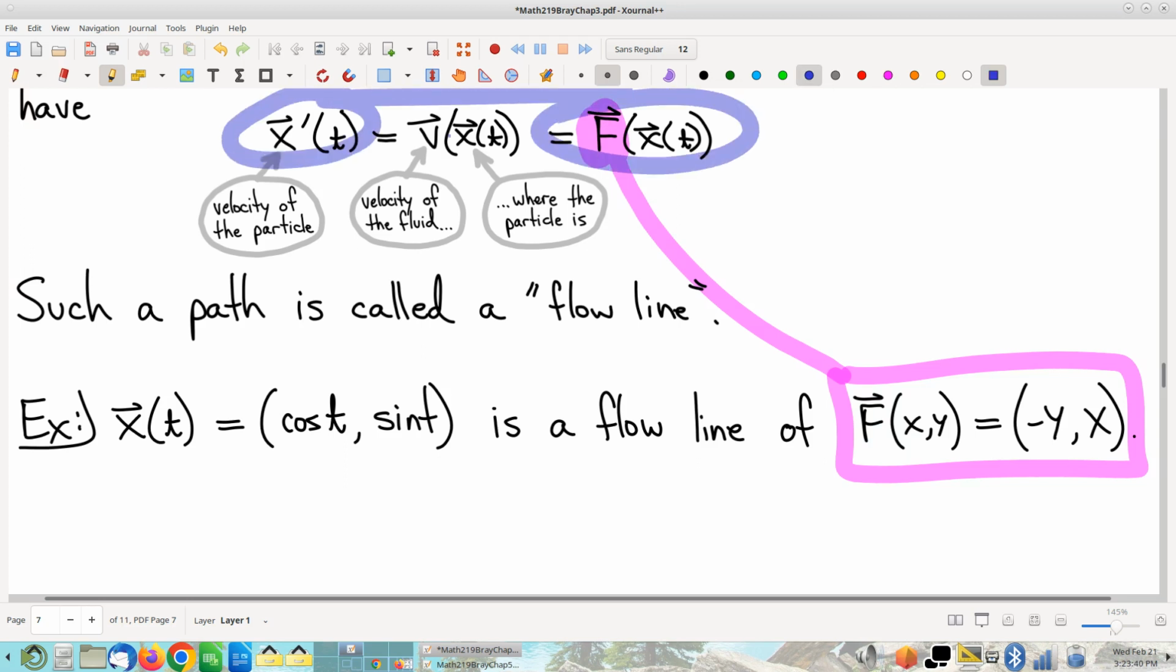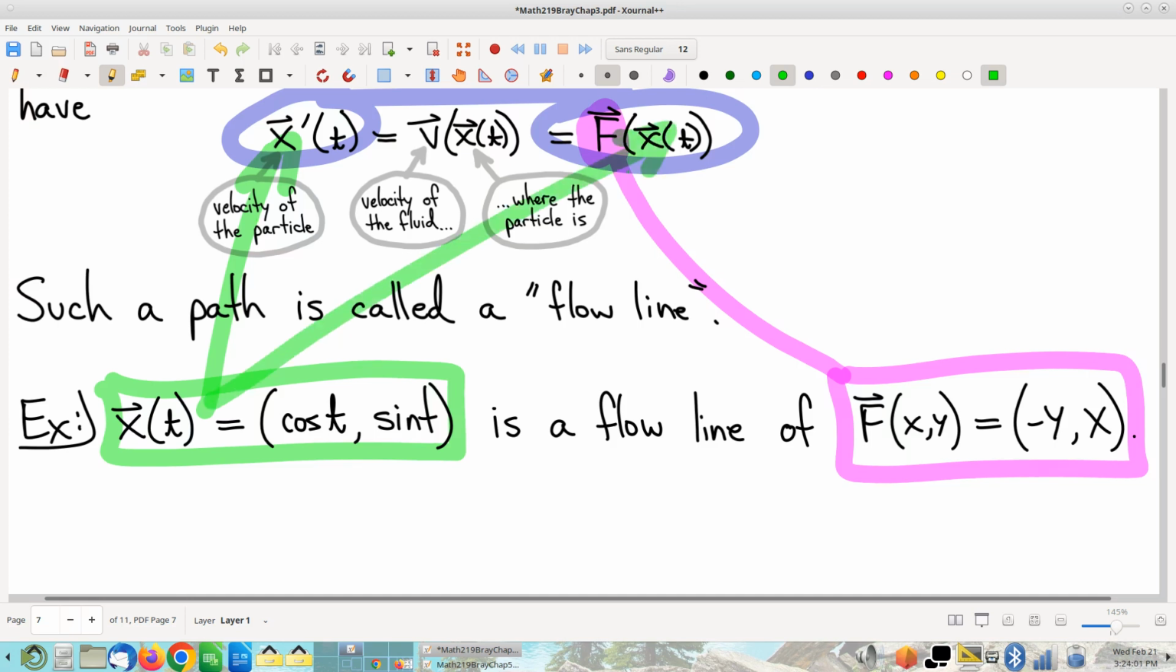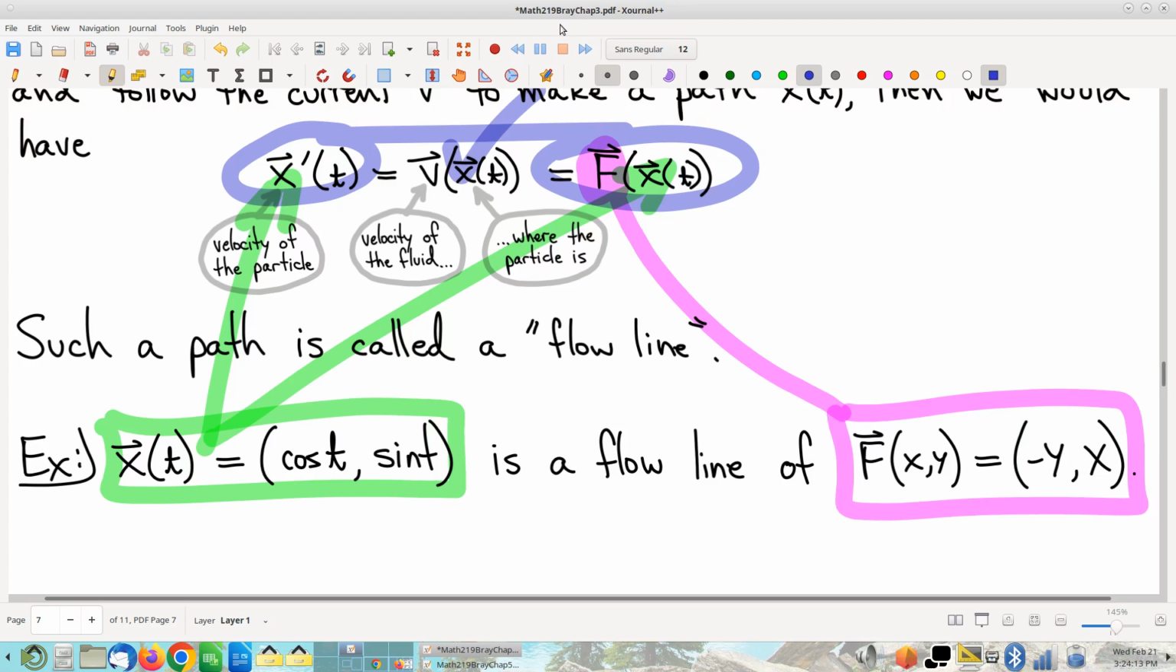Again, don't know how to solve it, but I can ask you to confirm a solution, and I claim that this is it. I claim this cosine t comma sine t is a solution, and this is something that you can confirm directly. You plug this in and take its derivative per the left side of the equation. You plug this into the vector field and do what the vector field says to do, namely this little formula right here. And what you will find is that the equation works. Okay. All right, so that's algebraically how you confirm that's a solution.